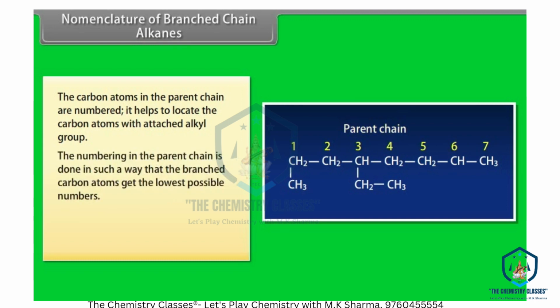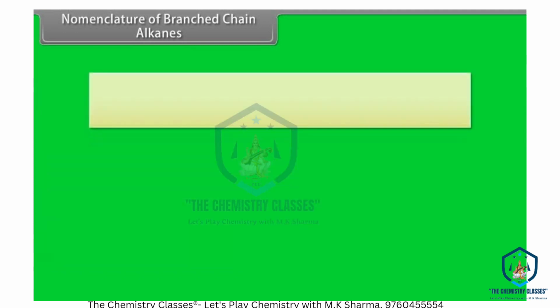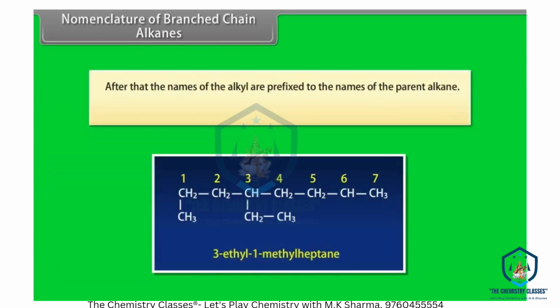The numbering in the parent chain is done in such a way that the branched carbon atom gets the lowest possible numbers. That means the numbering in the given carbon chain is from left to right. After that, the names of the alkyl are prefixed to the names of the parent alkane. Thus, the name of the given organic compound is 3-ethyl 1-methyl heptane.